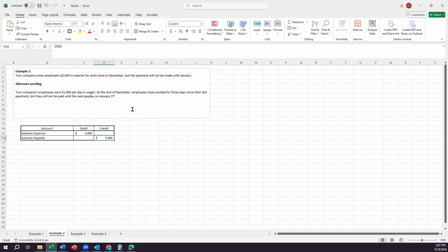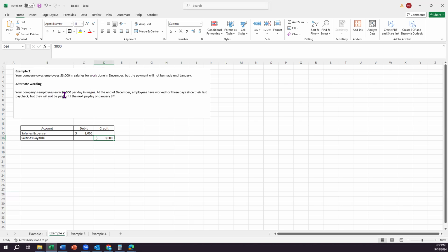So again, this is the exact same problem, but now they're trying to force me to figure out how much salaries expense. And so it can get confusing because you'll get used to seeing it one way and then they'll throw it at you another.